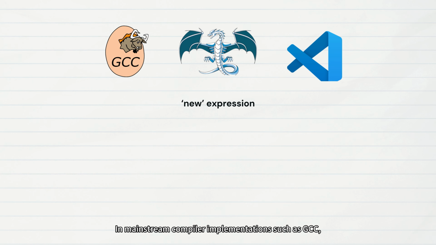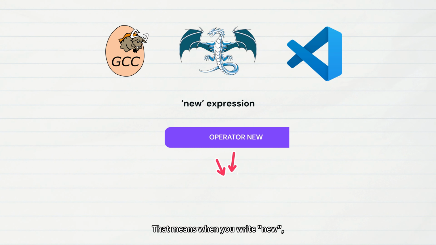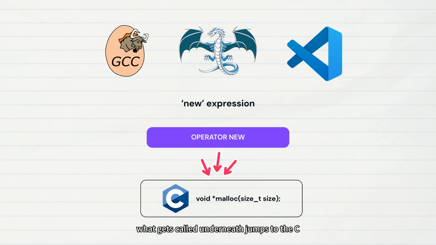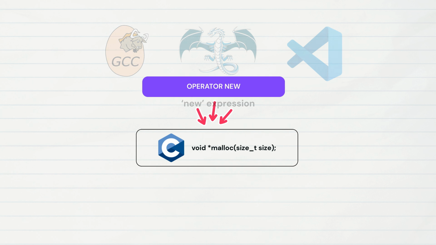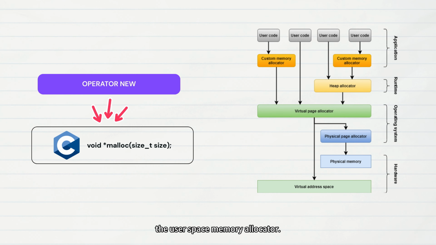Here, a key point must be emphasized. New is not exclusive to C++. In mainstream compiler implementations such as GCC, Clang, and MSVC, the default operator new underneath is a direct wrapper around the C language's malloc function. That means when you write new, what gets called underneath jumps to the C standard library's memory allocation function. From the moment operator new calls malloc, we've completely stepped out of C++ syntax and entered an area that most developers rarely explore in depth or are even completely unfamiliar with, the user space memory allocator.